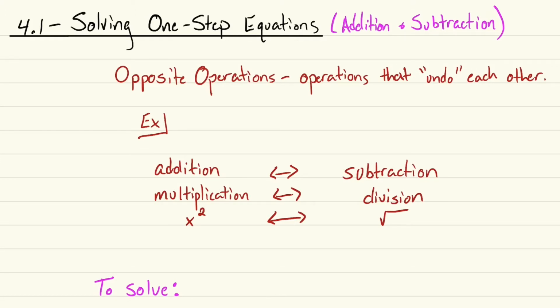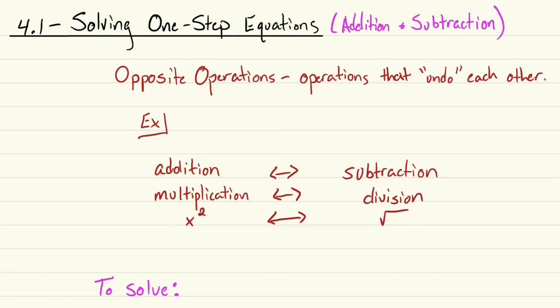Opposites, especially opposite operations, are operations that, quote-unquote, undo each other. So, in a problem, if we see one operation, to get rid of the number that's doing that operation, all we have to do is use the opposite. For example, if we see addition, to get rid of the addition, we're going to do subtraction.